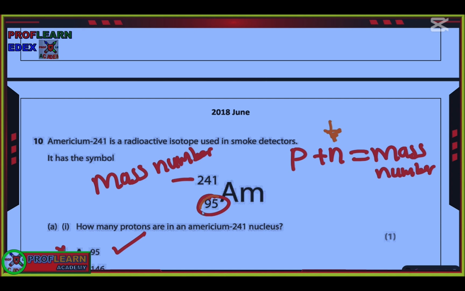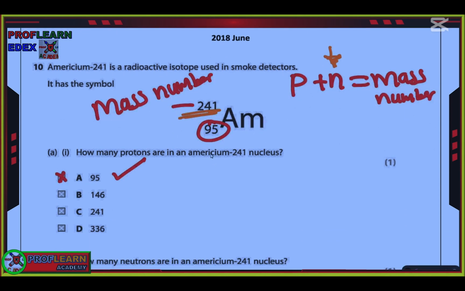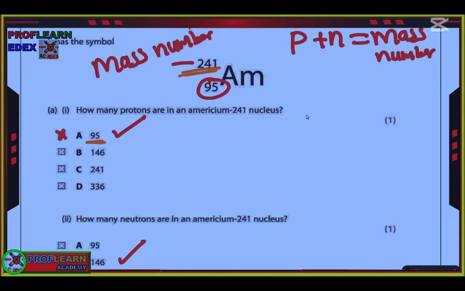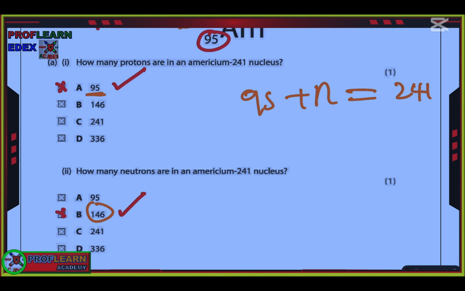The number in the lower part here is the proton number, and the number at the top is the mass number. How many protons are there? Protons are equal to the number of electrons, so the number of protons is 95. How many neutrons are there? We know protons plus neutrons will give you the mass number, so we say 95 plus neutrons should give us 241. So if you subtract, our n is going to be 146 as the answer in this particular part.